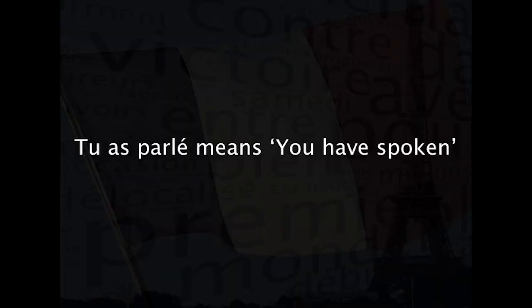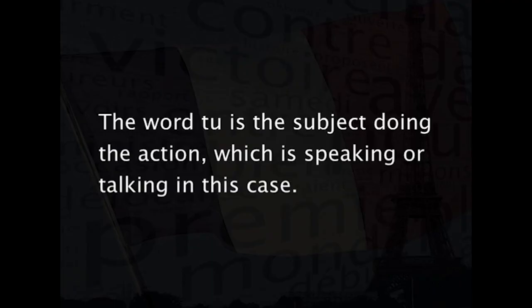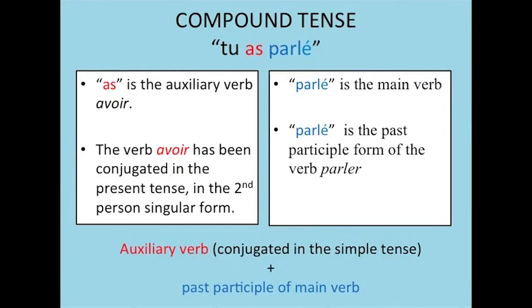Tu as parlé means you have spoken. As you can see, there are three words that compose this phrase: tu, as and parlé. The word tu is the subject doing the action, which is speaking or talking in this case. We are not focusing on this part of the phrase. It is the second part which contains the next two words which interests us.